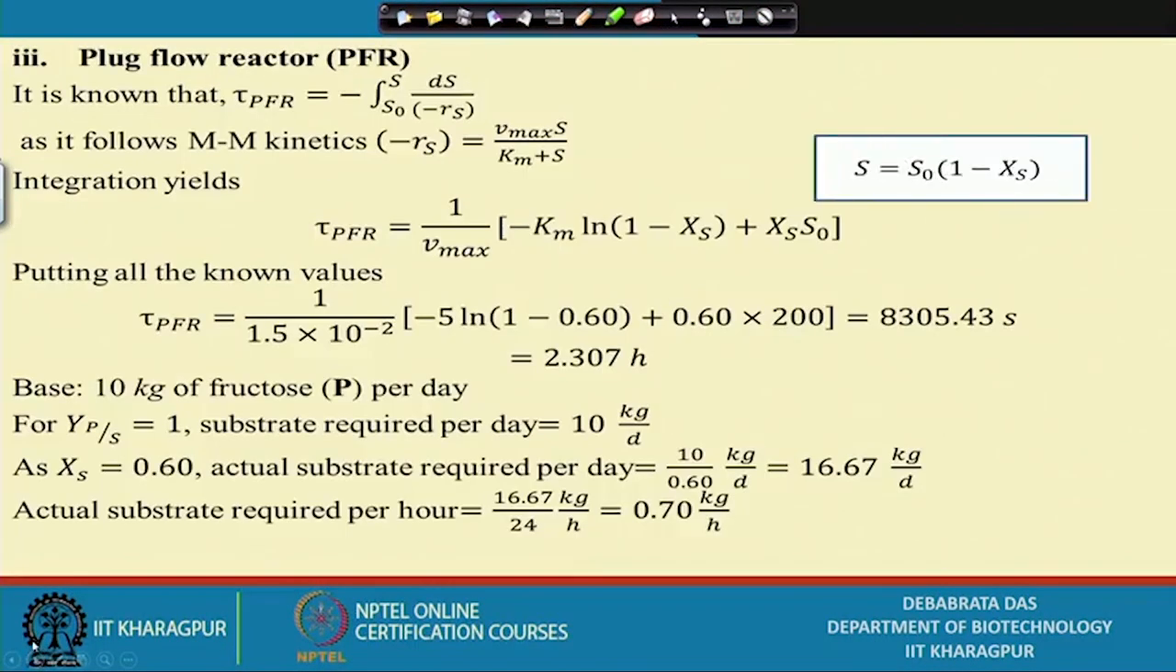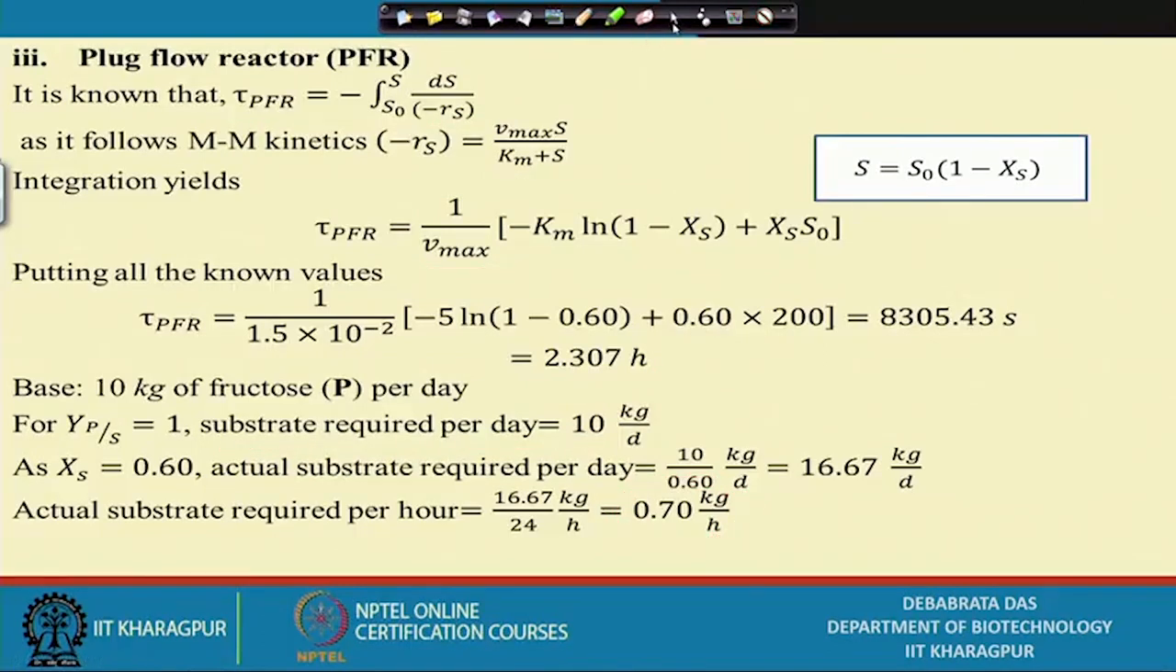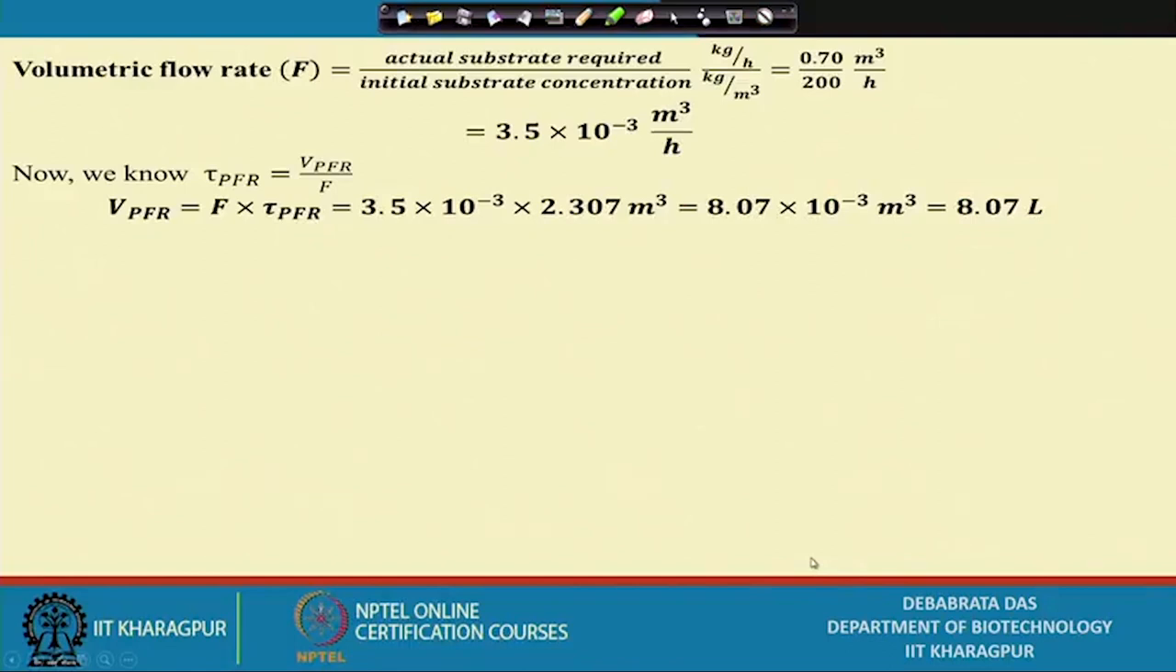Now, similarly, we can do the calculation for the plug flow reactor. We have this equation, and this is similar to your batch process. So, the same time you will get, but the only thing is the conversion, similar to the CSTR. So, we find out how much substrate is required, the same amount of substrate required per hour. This we can easily find out, and then the same flow rate we observe for the CSTR, we will get the same flow rate. Now, if you multiply this flow rate with tau plug flow reactor, we will get the volume.